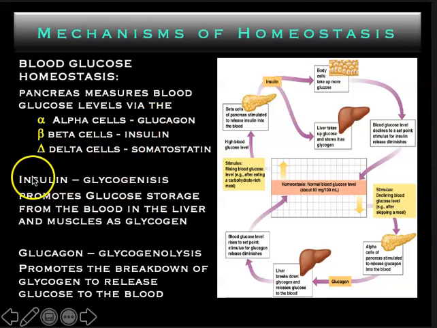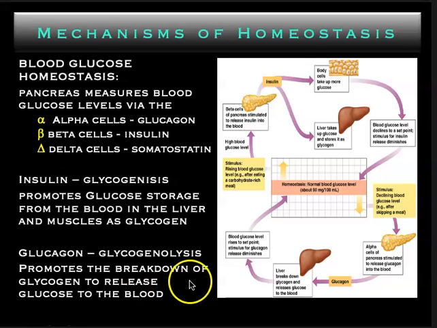All right, so insulin promotes glycogenesis, right? This is glucose storage in the form of glycogen. Glucagon promotes glycogenolysis, right? Lysis means to break apart. So I break apart glycogen, and that releases glucose to the blood. I know it's getting complicated. We're almost done.